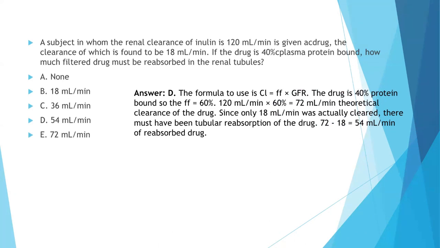Clearance equals filtration fraction times GFR. The drug is 40% protein bound, so the filtration fraction is 60%, which means that since the protein-bound part will not get eliminated, the 60% of the drug that is not protein bound will get eliminated. So 120 ml per minute times 60% equals 72 ml per minute, the theoretical clearance of the drug. Since only 18 ml per minute was actually cleared, there must have been tubular reabsorption of the drug. There should have been 72 ml clearance, but since only 18 ml is being cleared, 54 ml of the drug is being reabsorbed. So the answer is 54 ml per minute.